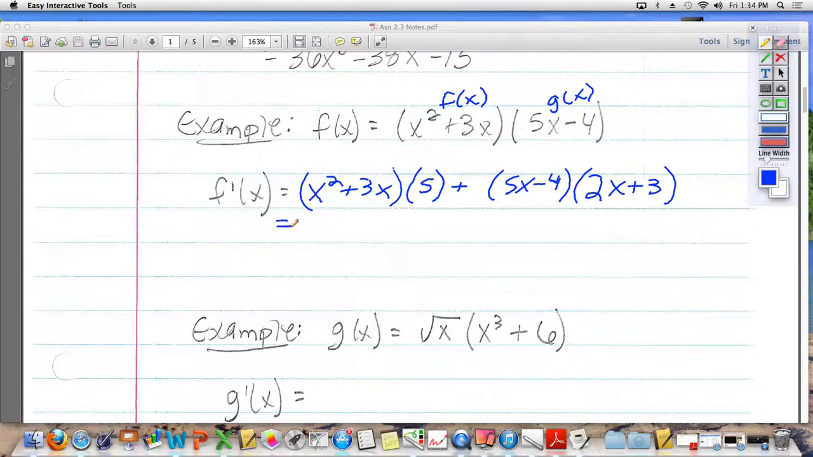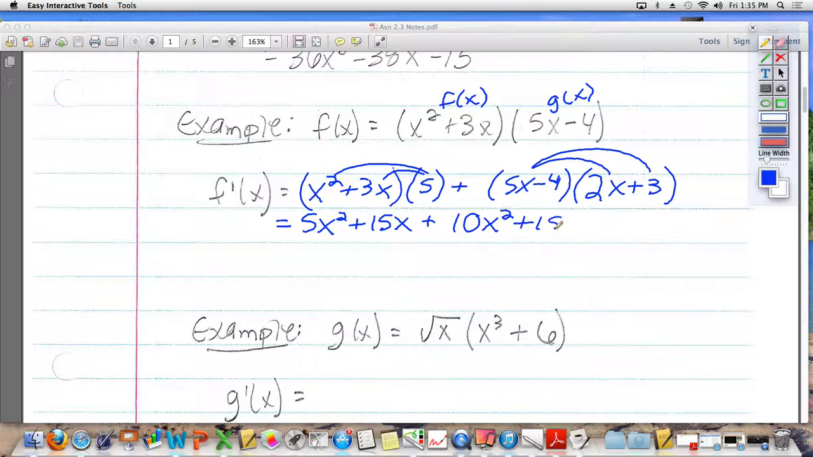So I'm going to distribute the 5 into x squared and 3x. That gets you 5x squared plus 15x plus, we're going to FOIL these. So we have 5x and 2x is going to get you 10x squared. 5x and 3 multiplied get you 15x. Negative 4 times 2 is negative 8x. And then negative 4 times 3 is minus 12.